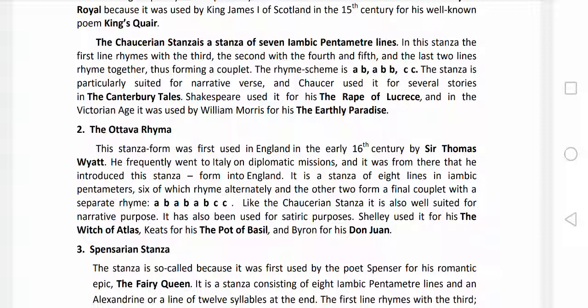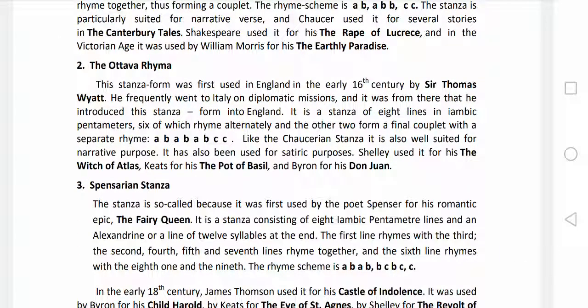Next is Ottava Rima. Now this stanza was first used in England in the early 16th century by Sir Thomas Wyatt. He frequently went to Italy on diplomatic missions, and it was from there that he introduced this stanza form into England. It is a stanza of 8 lines in iambic pentameter, 6 of which rhyme alternately, and the other 2 form a final couplet with a separate rhyme: ABABABCC.